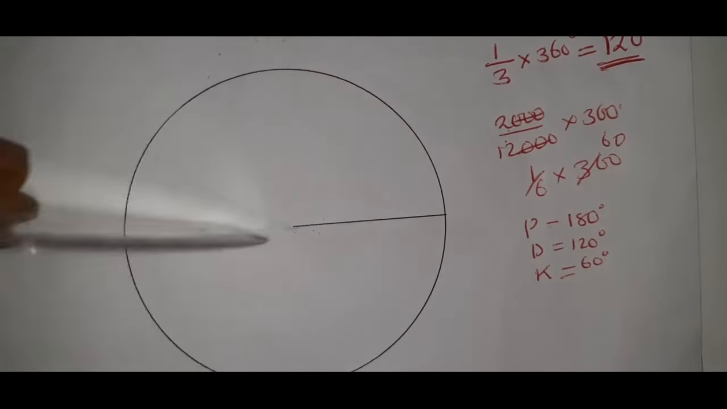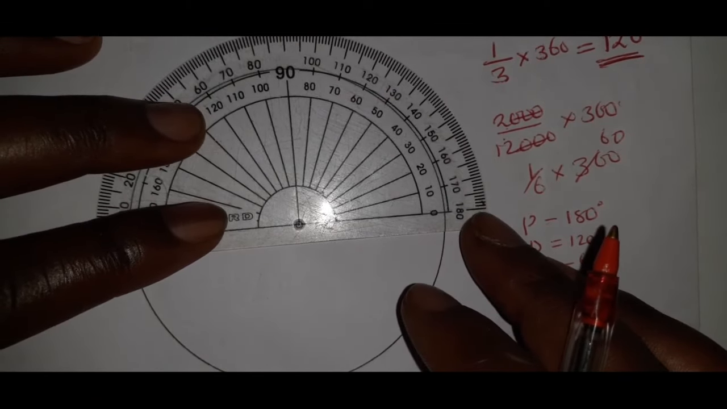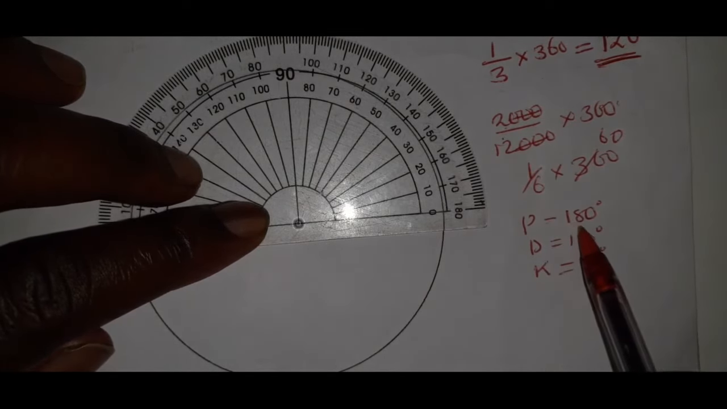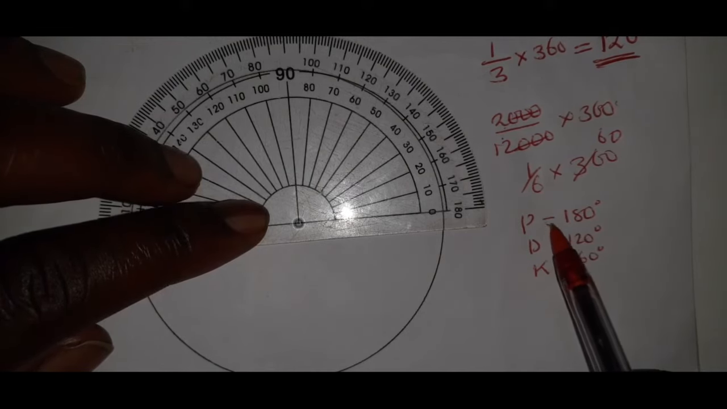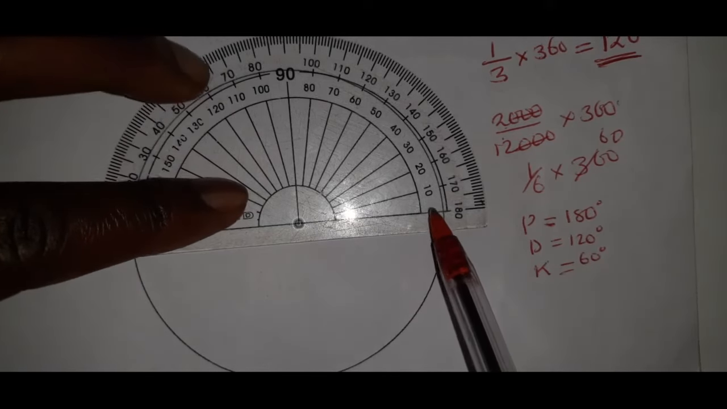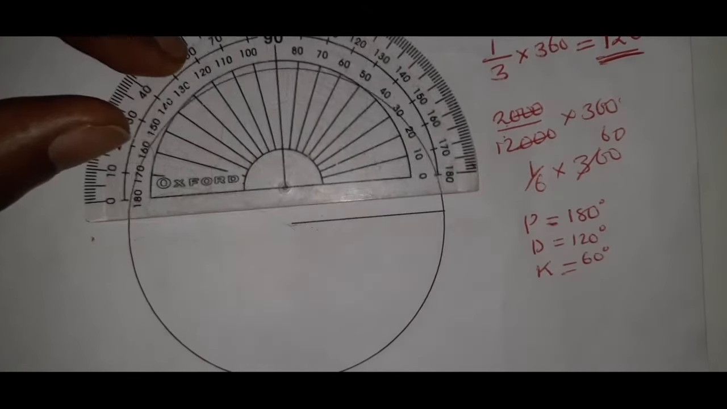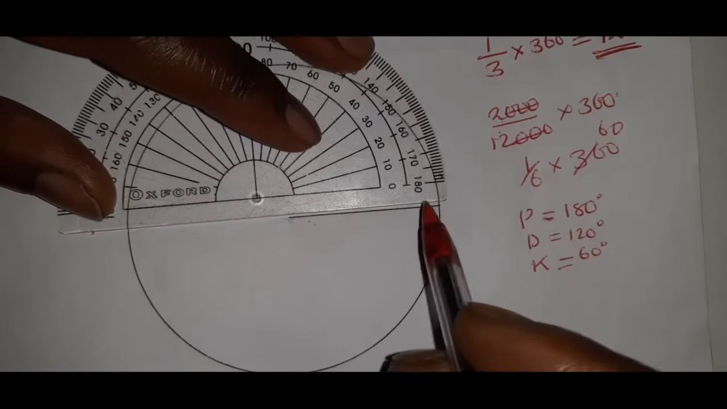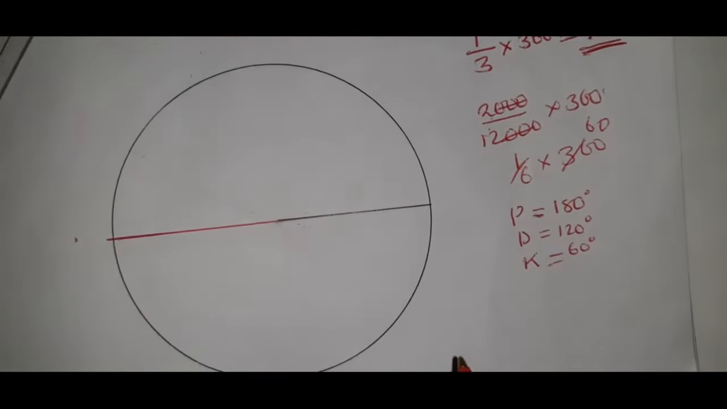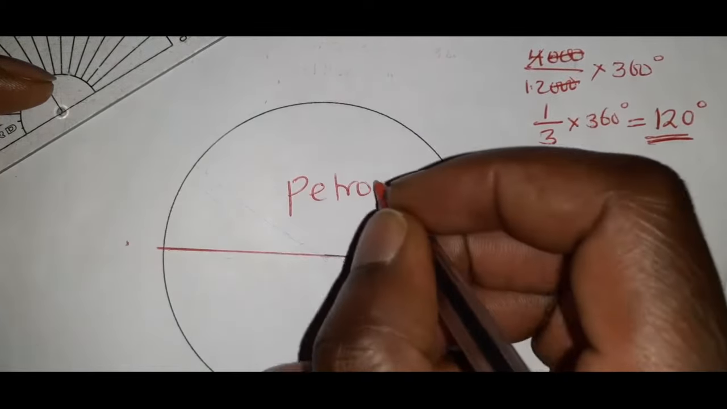So this one is given to us as a starting point. So I'm going to come here. Now you know that by the rules of angles, 180 is a straight line. This 180 is a straight line. So we count from here up to 180. You'll find that 180 will be here. So in other words, we have to join up to here. So it is telling us that this whole part is going to be for petrol.